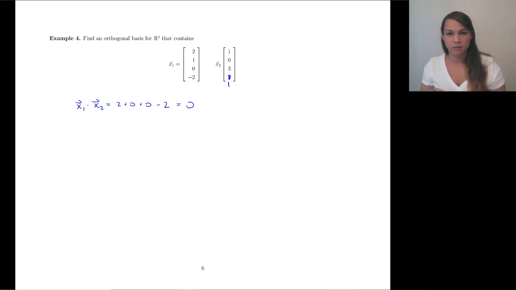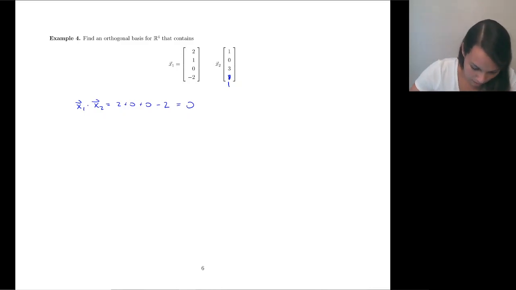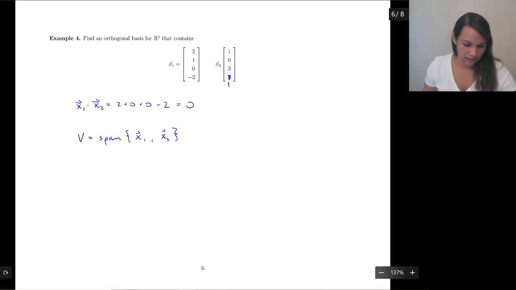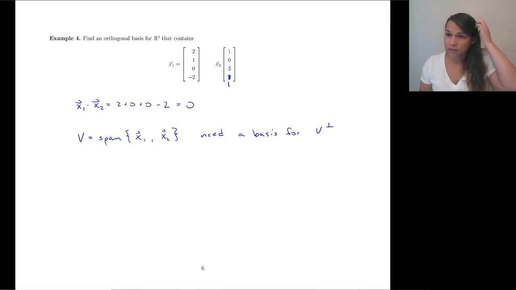but we need them to be orthogonal to the 2 vectors that we already have. So we need it to be orthogonal to the space we already could create. So I'm getting somewhere. If I say that V is equal to the span of x1 and x2, what I need is a basis for the orthogonal complement of V.